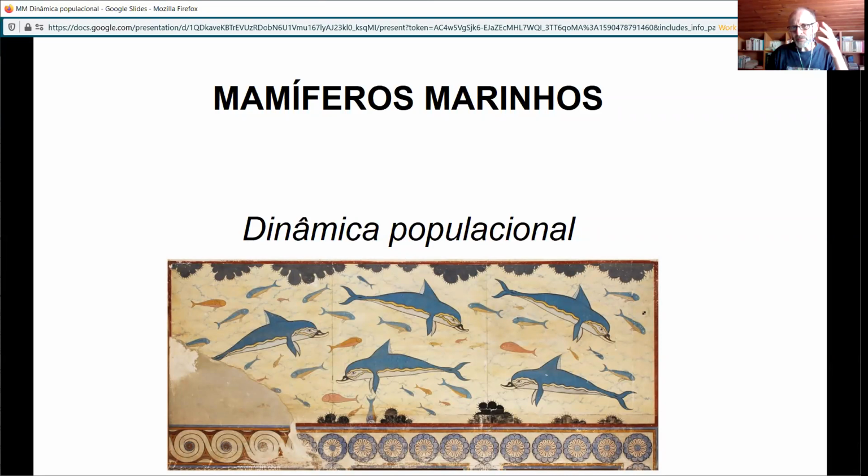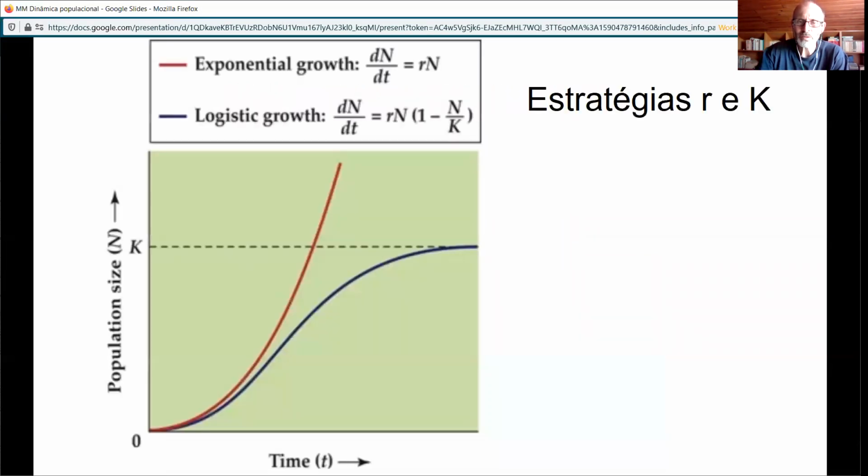And the first element of this, one important element to understand the ecology of marine mammals, is their population dynamics. I have prepared this presentation, based on one of the chapters from the textbook, on the population dynamics of marine mammals.